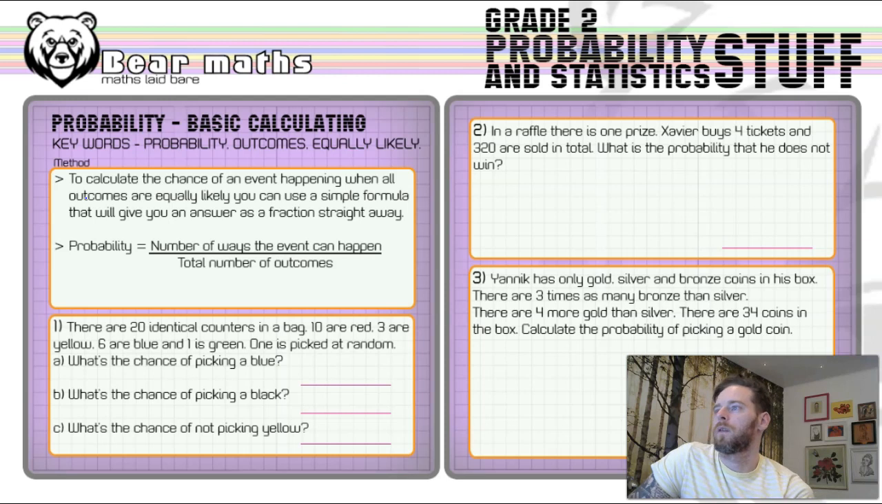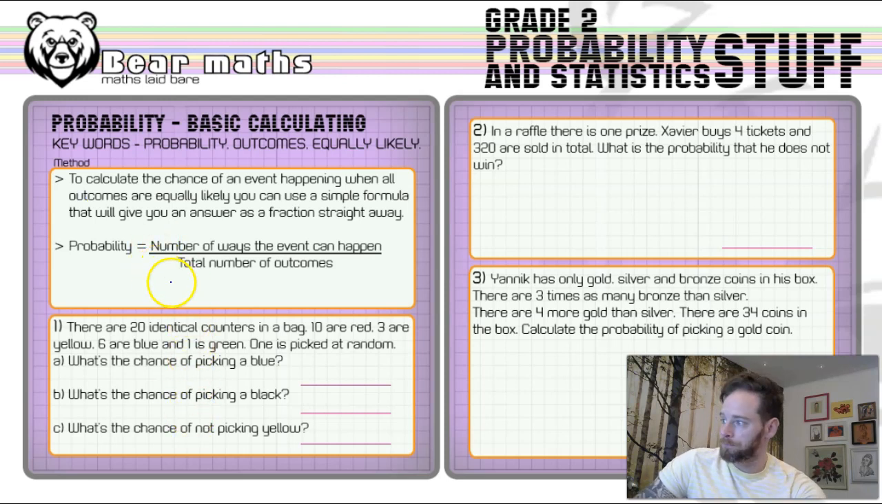So to calculate the chance of an event happening when all the outcomes are equally likely, you can use the simple formula that will give you an answer as a fraction straight away. You could convert that to a decimal or a percentage if you needed to, but most of the time a fraction is absolutely fine, and you don't even have to simplify the fraction either.